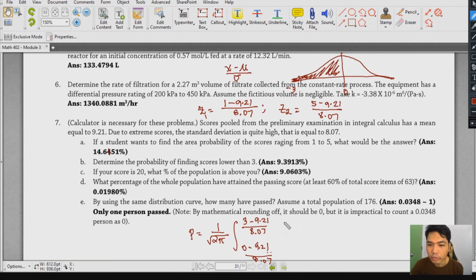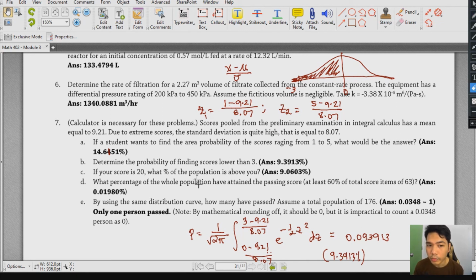Okay, and then you multiply this by e raised to negative 1/2 z squared and then dz. So this gives you a value of 0.093913. So this is in percentage 9.3913%. So you'll be able to determine that there is a 9% probability that you will be able to find scores that are lower than 3. So yun yung generalization niyan.